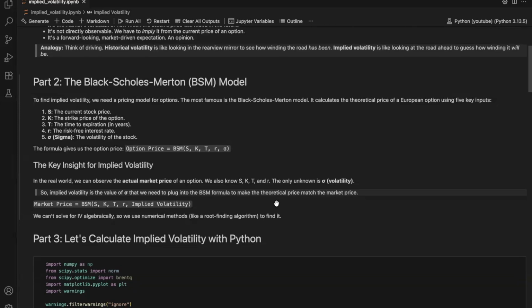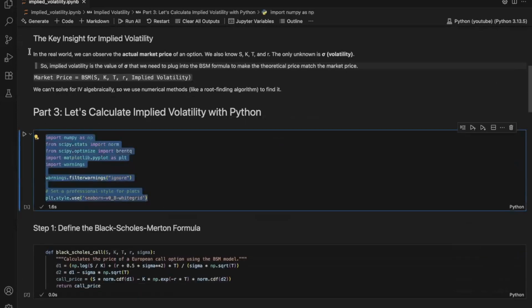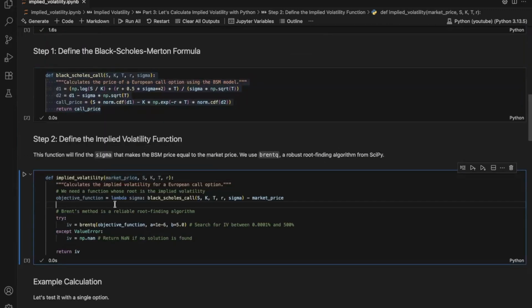All right, let's see this in action with some Python. First, here, we import our libraries and define the Black-Scholes formula. Next, we create our implied volatility function. This is a clever bit of code that uses a numerical solver to find the sigma that makes the formula's price equal to the market price.